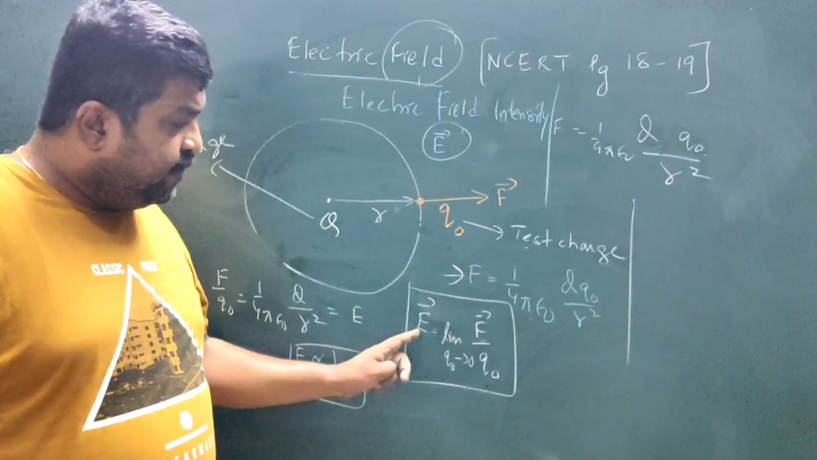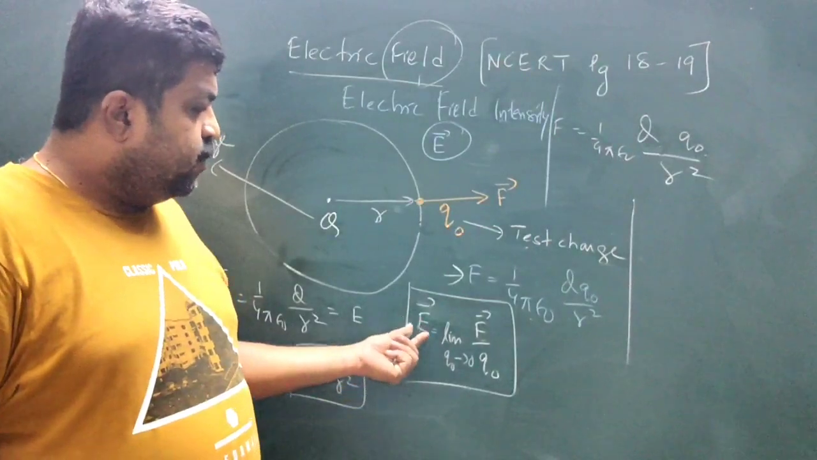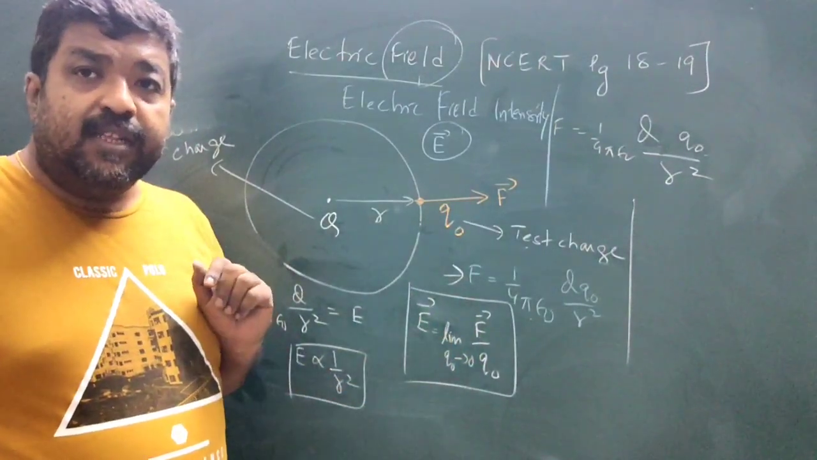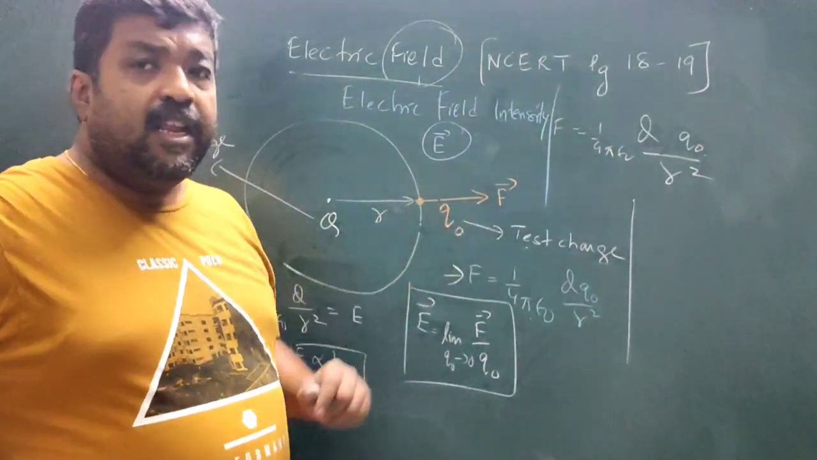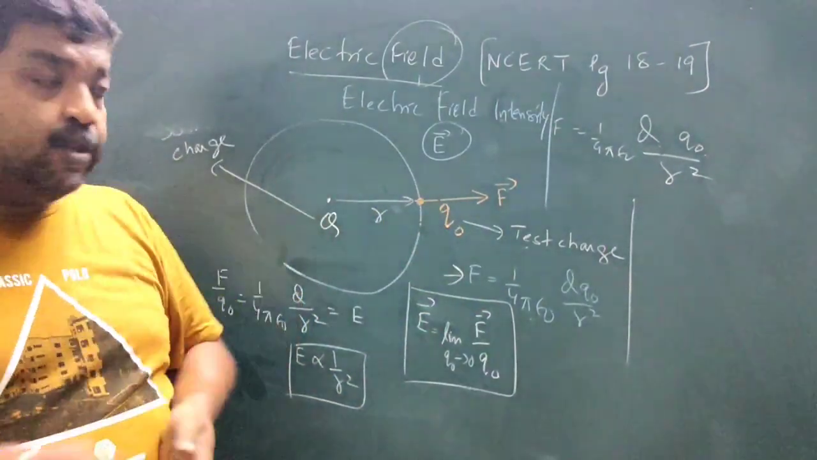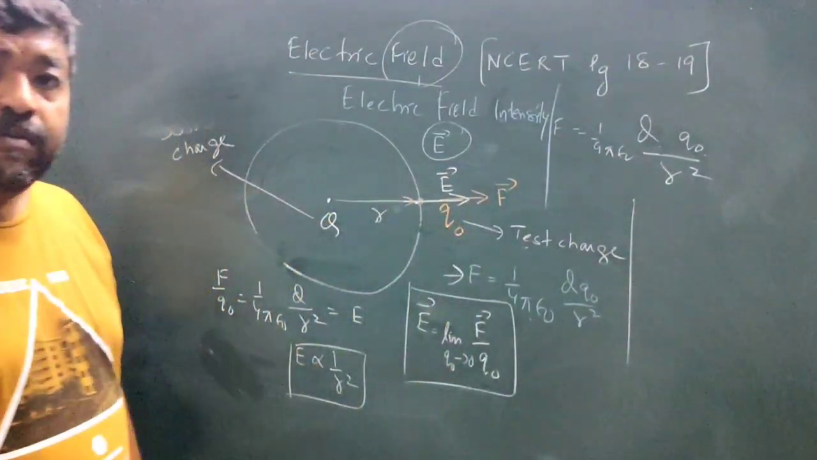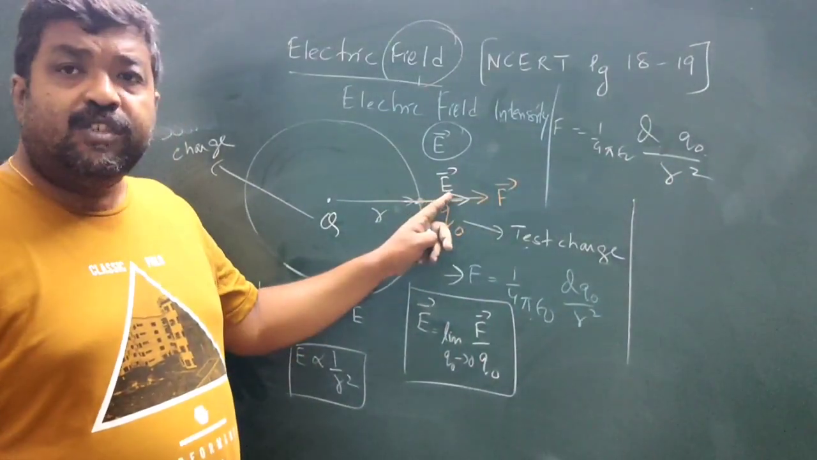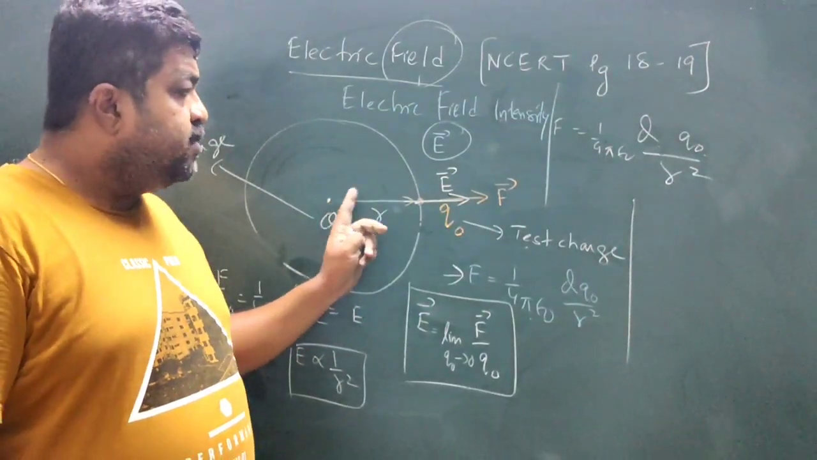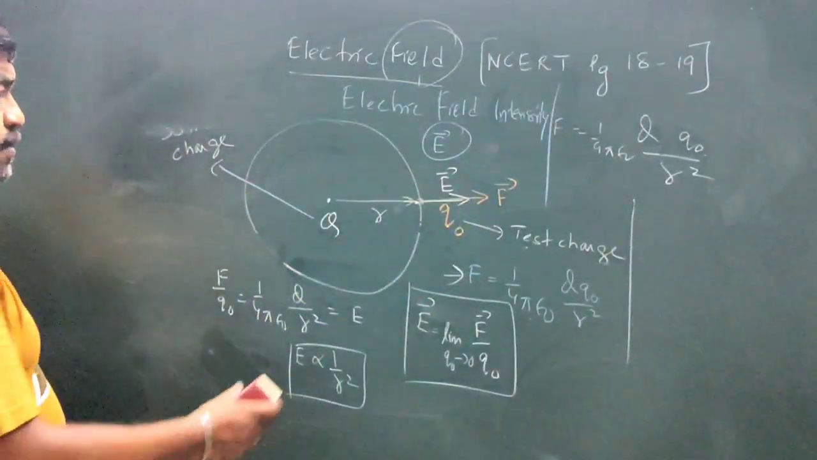See here, electric field is force per unit test charge, and what is the sign of the test charge? Test charge is positive. So that means force and electric field, these are vector quantities, they are in the same direction. So if force is in the radially outward direction for charge capital Q, then at this location electric field will also be in the same direction. And what is the sign of the capital Q charge? Positive charge. So for a positive charge, electric field intensity at this point will be directed away from the charge. Okay, so this is another important concept.